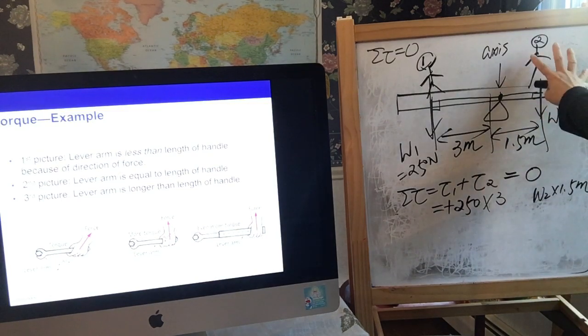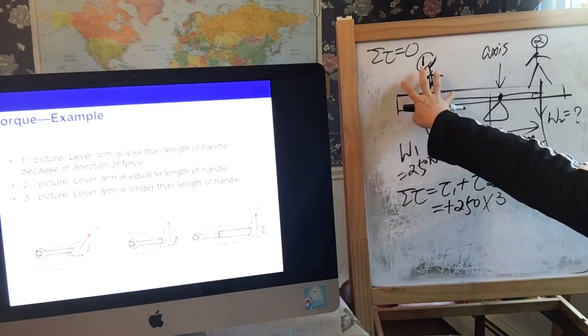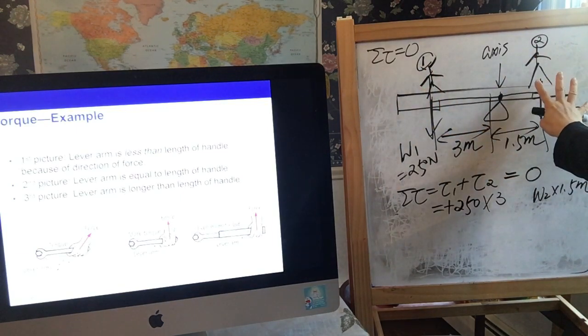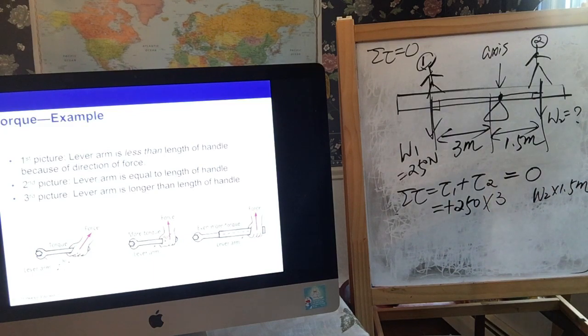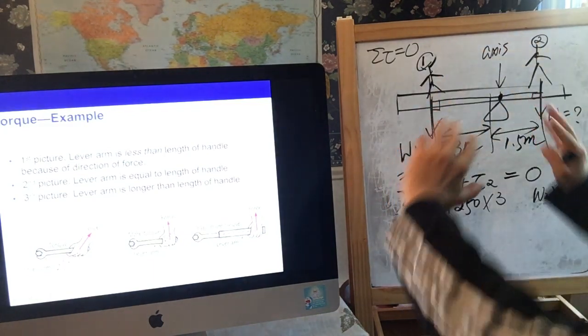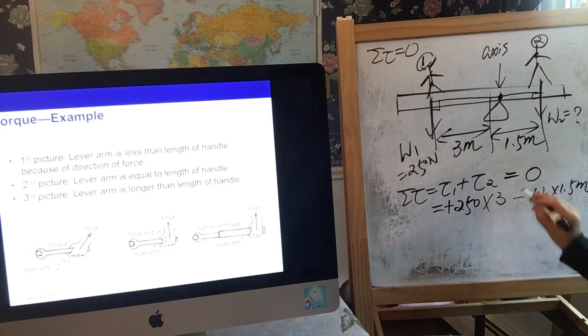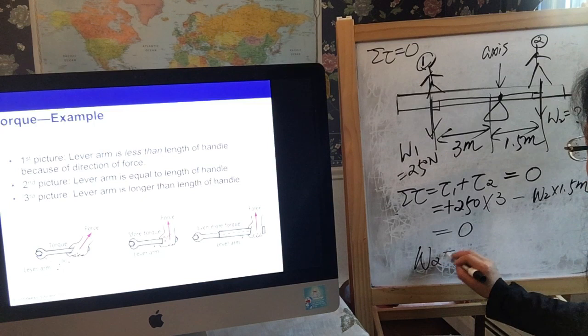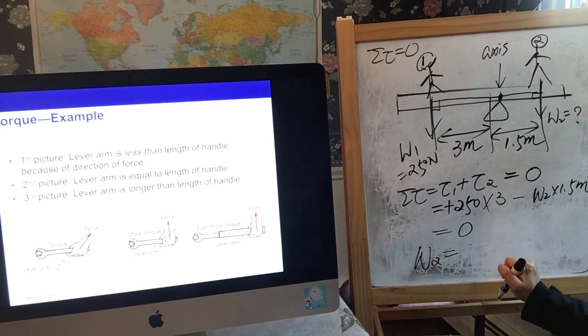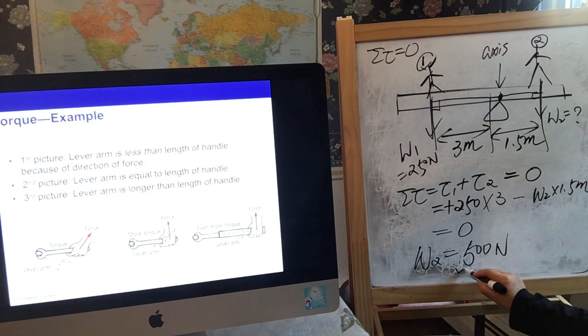But for the second force over here, forget about the first force. Only focus on the second force. Which direction is that force going to rotate the balance beam? It's going to rotate this way, which is clockwise. That's why the torque is negative. So this equals 0. When we solve for W2, it will give you 500 newtons. Okay. So that's going to be 500 newtons.